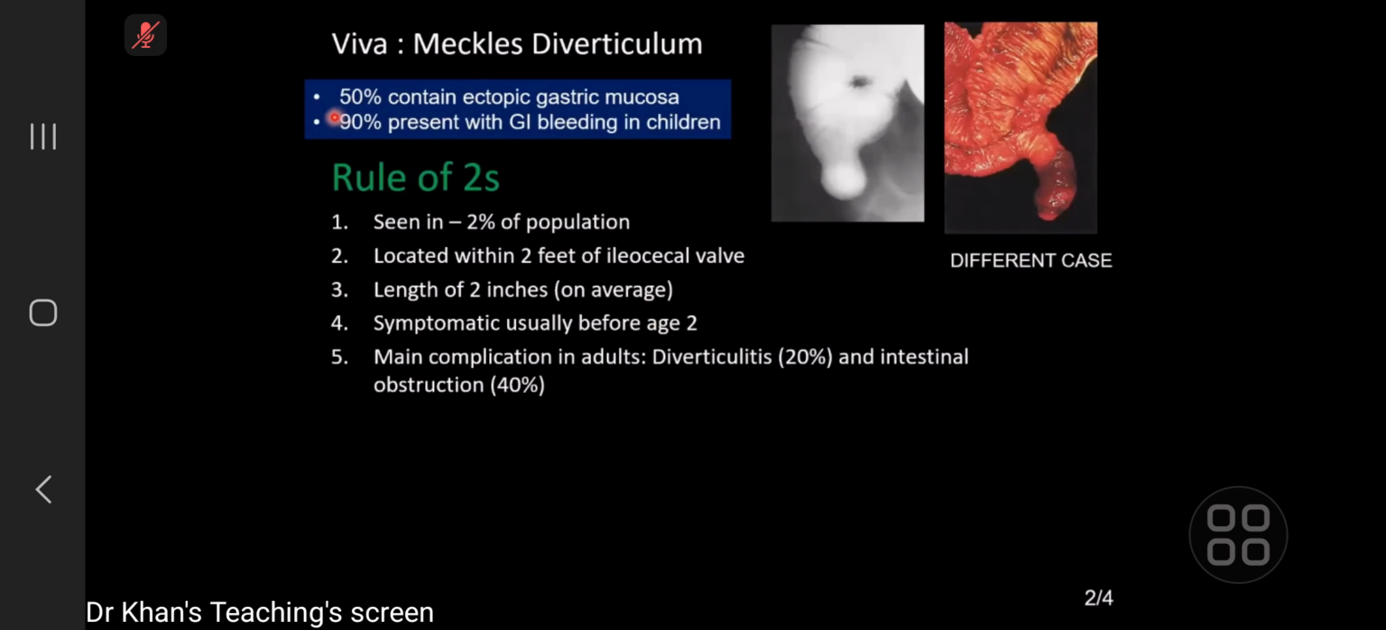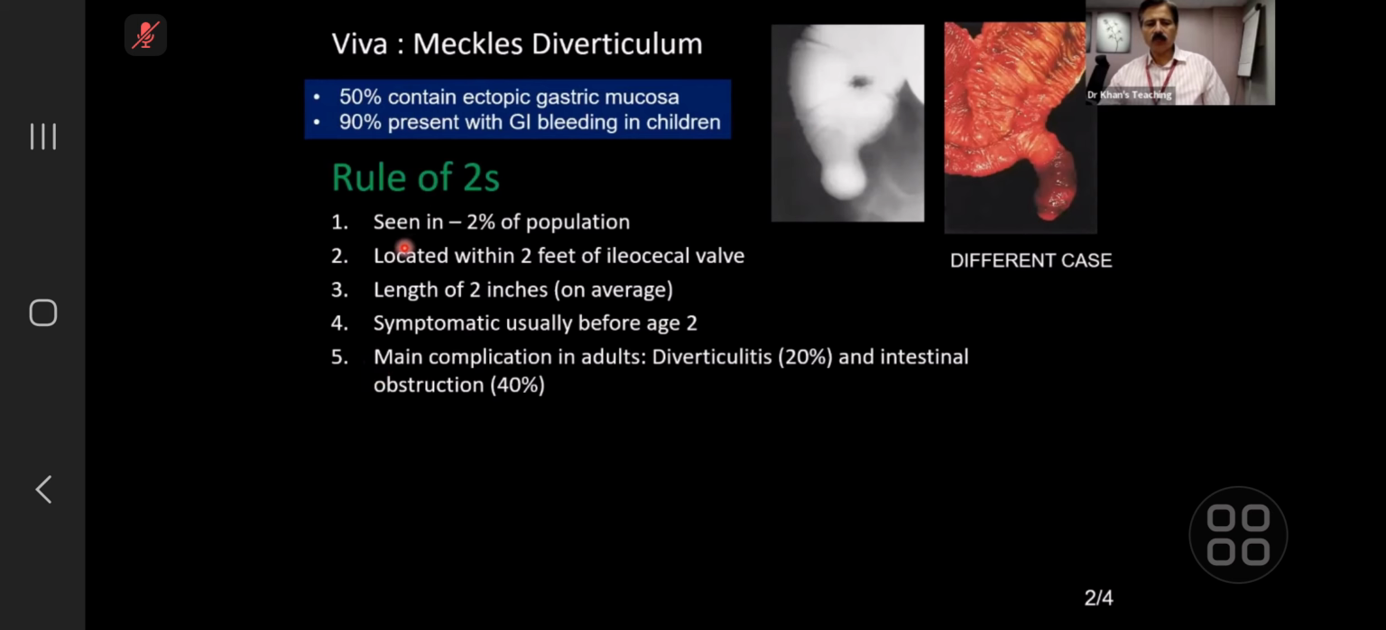Please remember that Meckel's diverticulum, this rule of 2 you must remember. Seen in 2% of population, located 2 feet from the ileocecal junction, length of 2 inches on average. Symptomatic point to remember, usually in children they will be symptomatic. But in adults, the main complication can be diverticulitis or intestinal obstruction. And the concept is that 50% of them contain ectopic gastric mucosa and 90% present with GI bleed in children. So in children, it is important. Okay, number 2, what is the investigation of choice here?